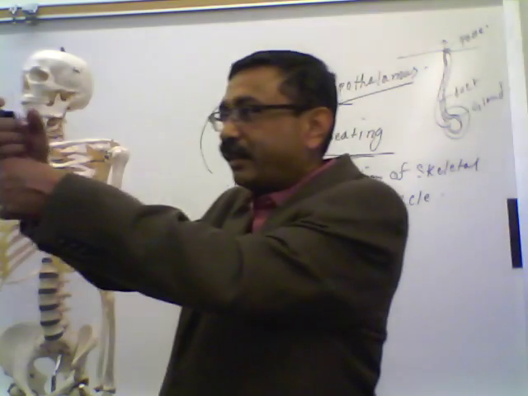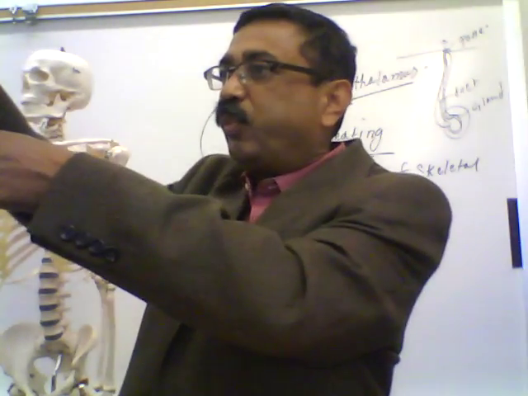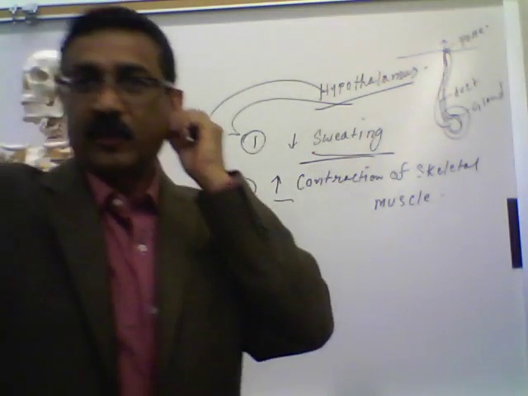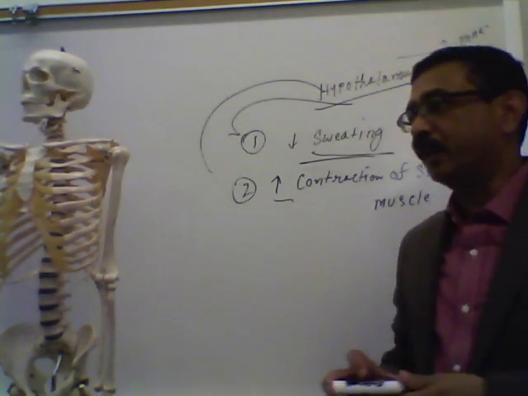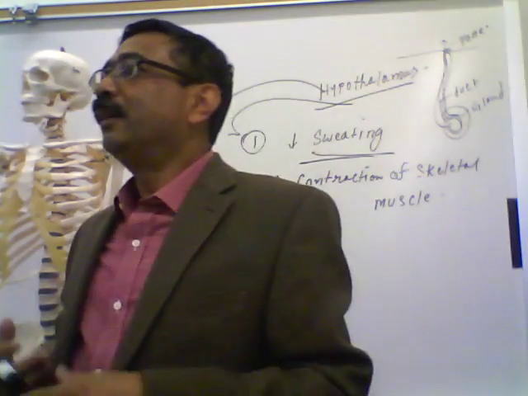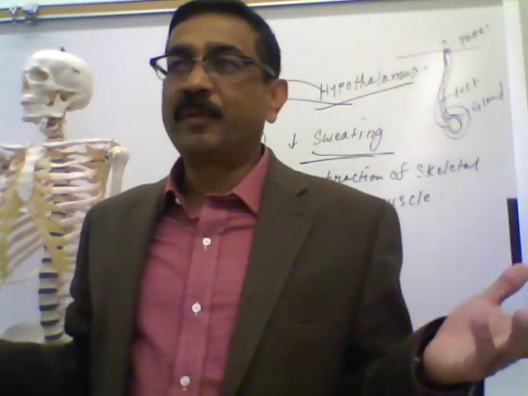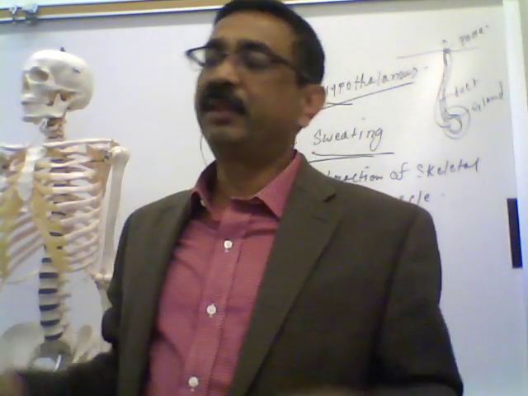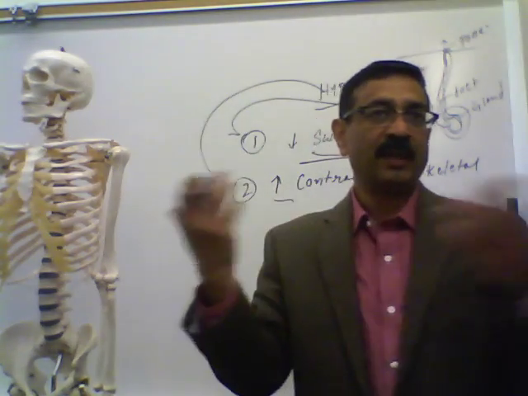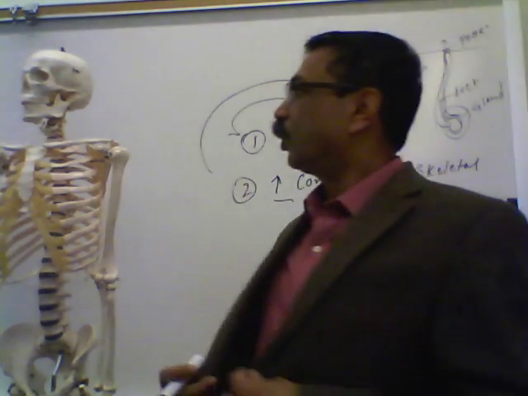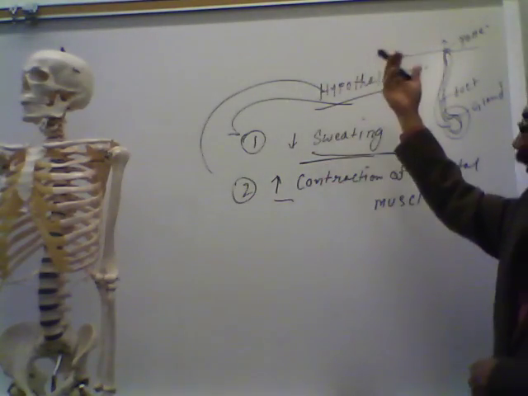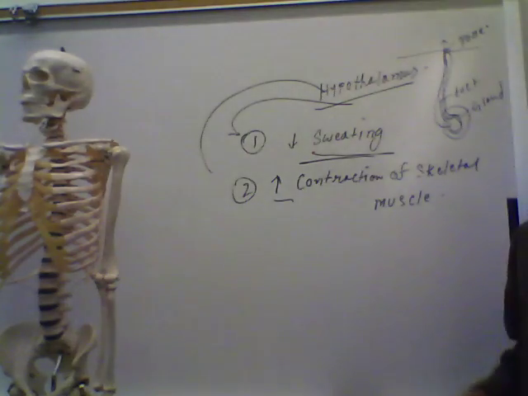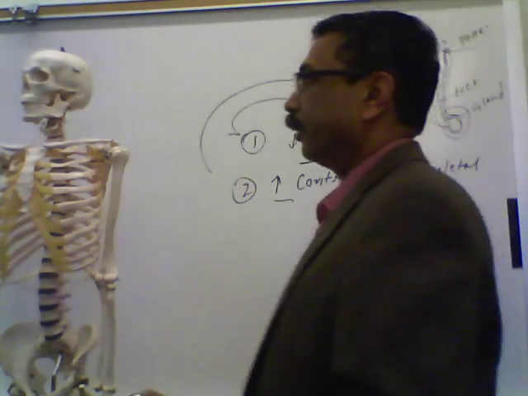Make sense? The duct gets constricted, the pore gets narrow, is smaller. So sweating will not occur, and heat will not leave the body. If sweating doesn't occur, no heat will leave through the water. So those are two ways how the body temperature will increase in cold weather or hypothermia.